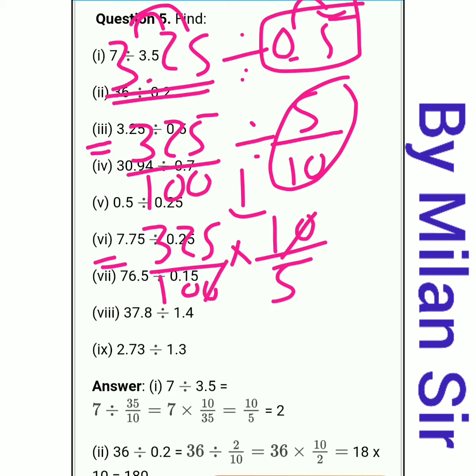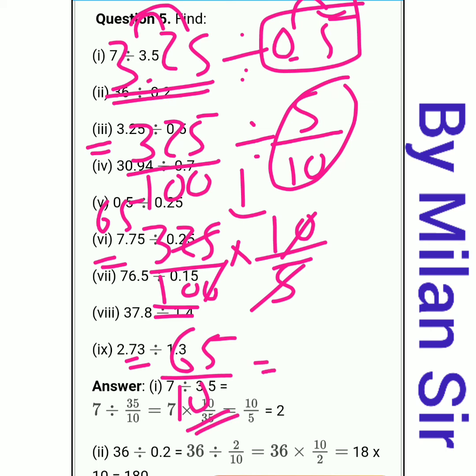Then 10 and 100 cancel. We can cut this 325 with 5, it is 65. Then in the numerator we have 65 and in the denominator we have 10. Here we have 10, so before one digit we need to put the decimal point. So 6.5. This is our final answer.